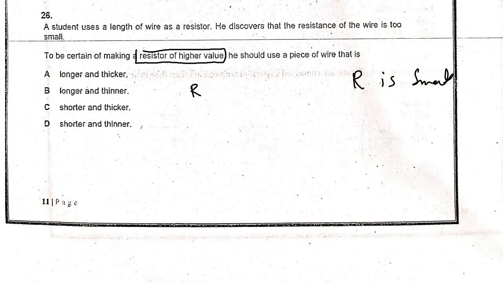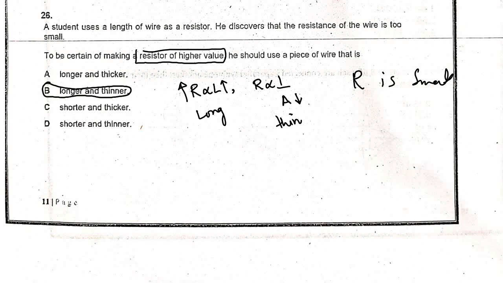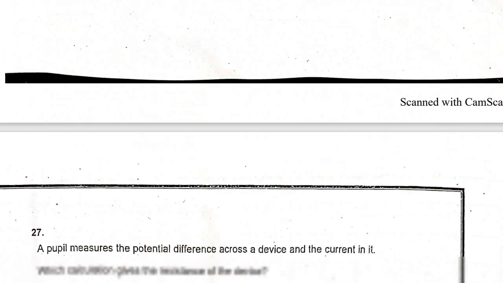So resistance is directly proportional to length, and resistance is inversely proportional to area. So for a high value of resistance, the length should be high and the area should be small. Small area means that the wire should be thin, and a large length means the wire should be long. So a longer and thinner wire will have the larger resistance. So option B will be the right answer.